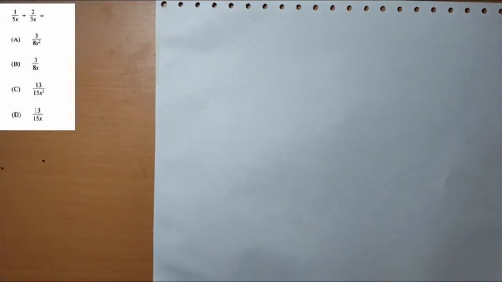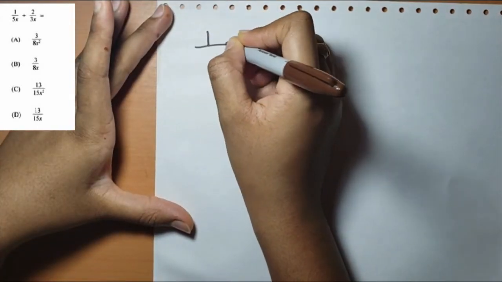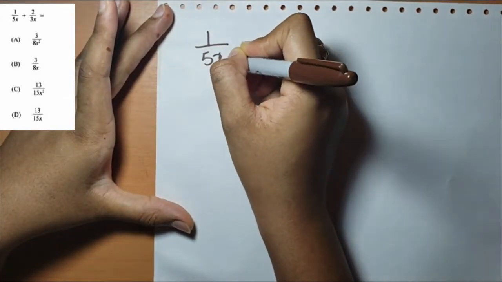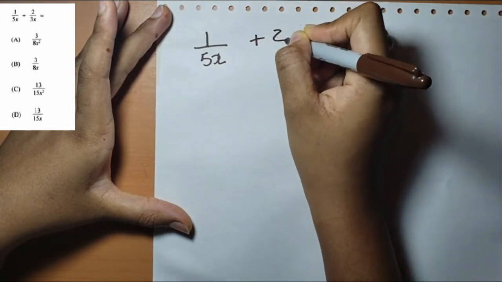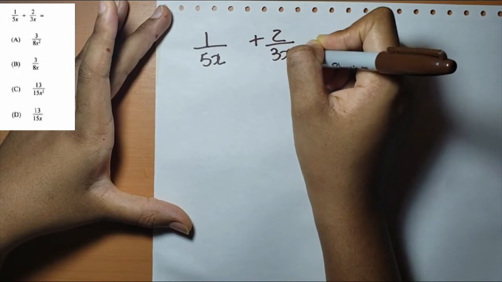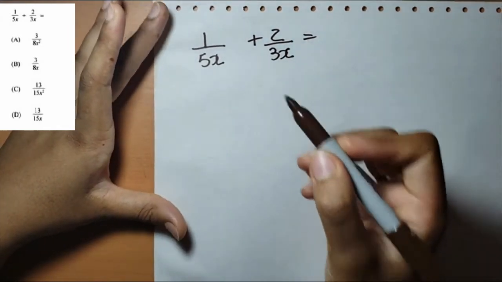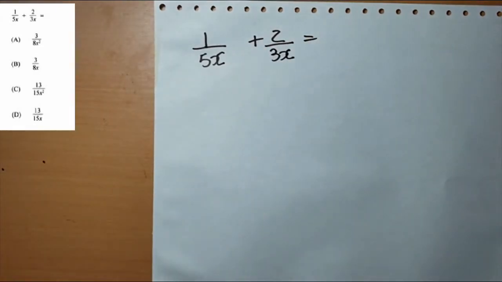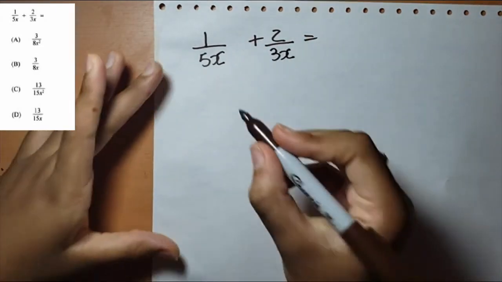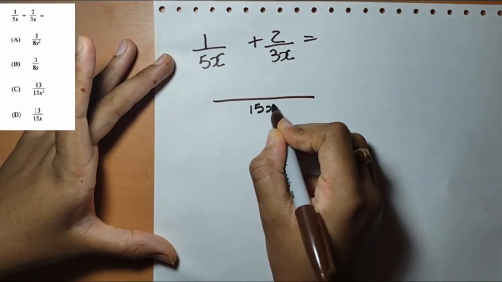Find the lowest common multiple. We're given 1 over 5x plus 2 over 3x, and we're asked to simplify it. As you realize, the denominators are different, so we need to find the LCM. Therefore the LCM of these two would be 15x.